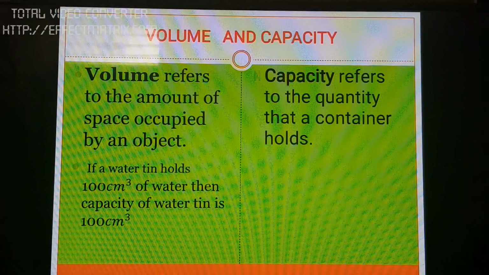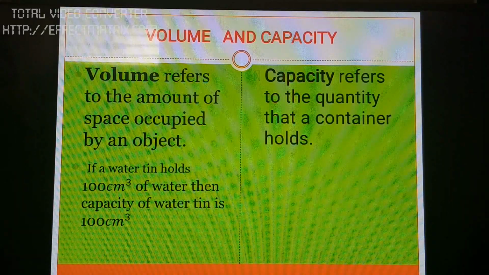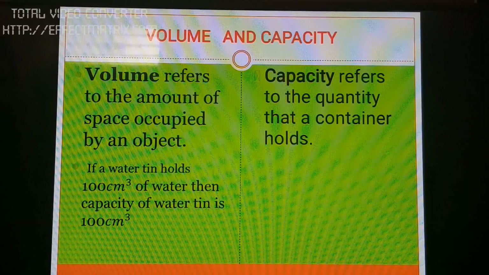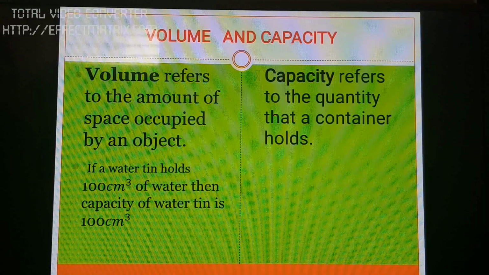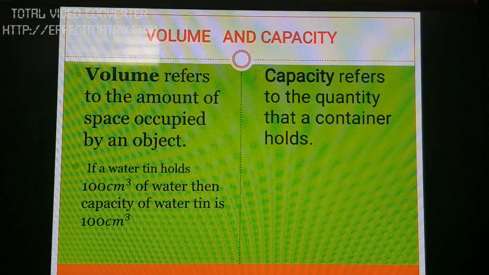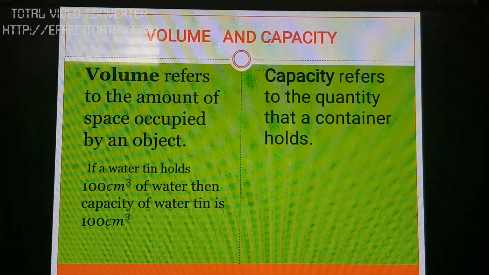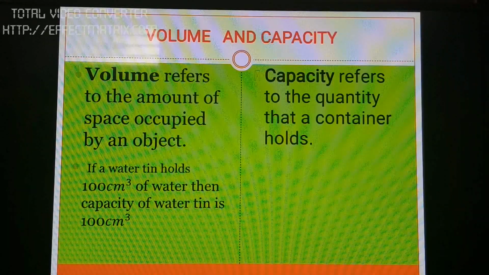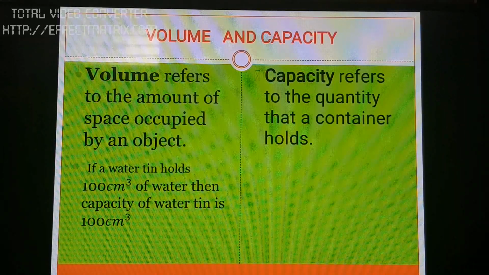So now we will see volume and capacity. Volume refers to the amount of space occupied by an object. When we put any object, the space it occupies is called volume. And capacity is the quantity that a particular object is able to contain, able to hold. For example, if a water tin holds 100 cubic centimeter of water, then the capacity of the water tin is 100 cubic centimeter.